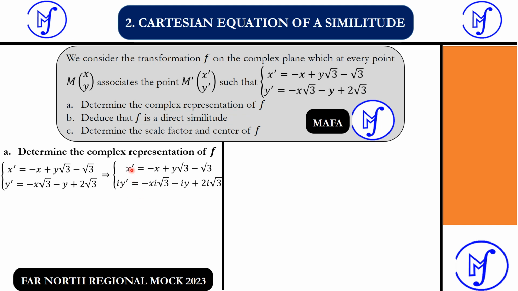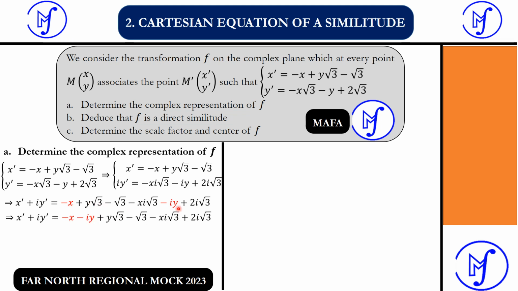So our x prime remains the same, and our y prime, we multiply with an i, and we get negative xi root 3 minus iy, then plus 2i root 3. We add the two equations together. So we have negative x plus y root 3 minus root 3, then plus the second equation. Now I'm going to pair the terms in red first, which is negative x minus iy. So I just rewrote it by bringing negative x minus iy together.